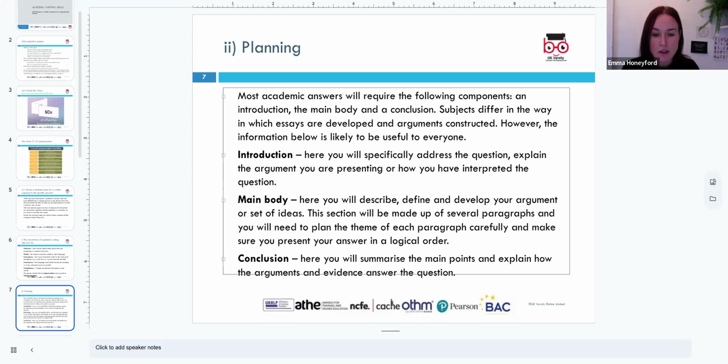The conclusion. Here you'll summarise the main points and explain how the arguments and evidence answer the question. It's important at this point to show what evidence you have and why you feel you've answered the question, to what extent you feel you've answered the question with the arguments and evidence that you have used within the assignment.